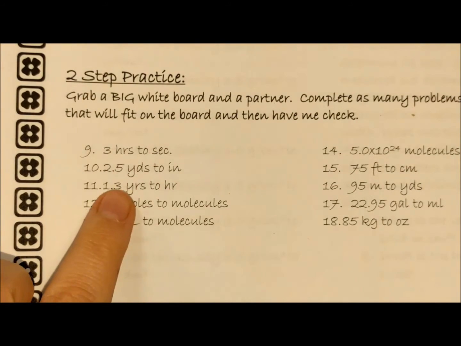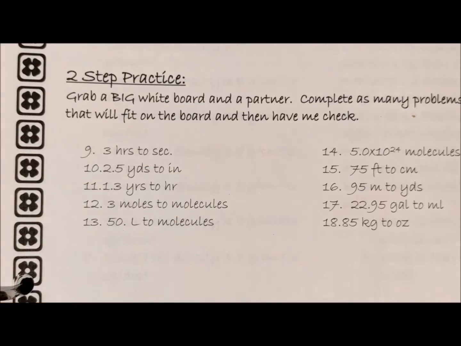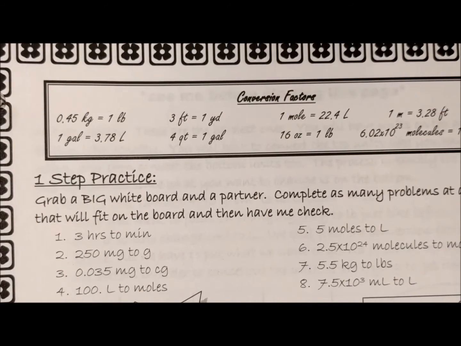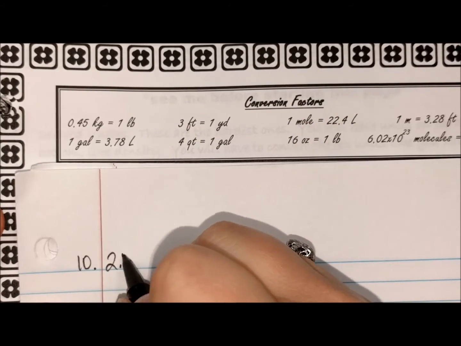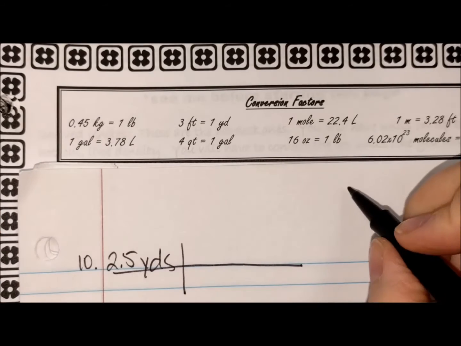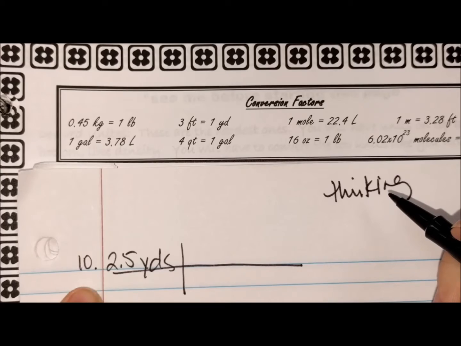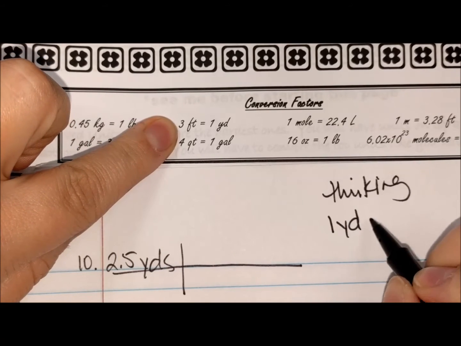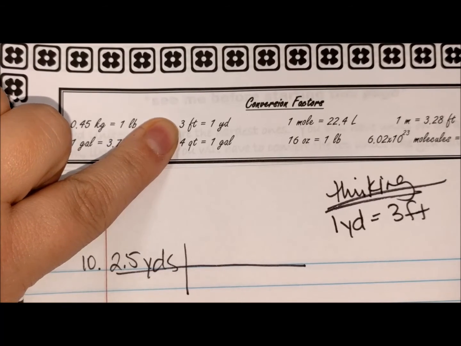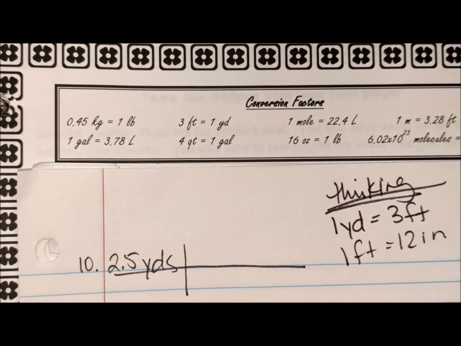Let's try another one. So they ask us in 2.5 yards, how many inches is this? Now these conversion factors, they are at the top of your paper. I need, for number 10, 2.5 yards, and they want to know how many inches that is. Well, this is what I'm thinking. I'm thinking that I know that 1 yard equals 3 feet, but that's not what I want. So what do I know about feet to inches? In 1 foot, there's 12 inches.